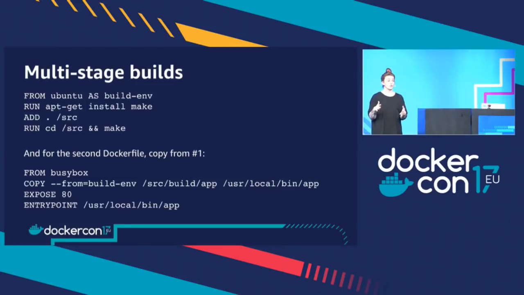Basically, there's a ton of really great blog posts on this, and there's a couple of really good examples. I think Arun has a whole workshop on doing Java with multi-stage builds. But I can do my from Ubuntu as my build env. I can do all my make work. I can add my stuff. And then from my second Dockerfile, I can just copy from all that work that I did in step number 1. So definitely dig into this.